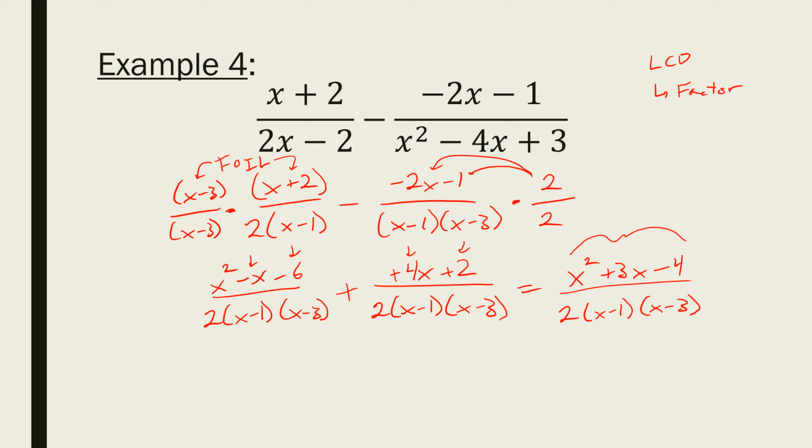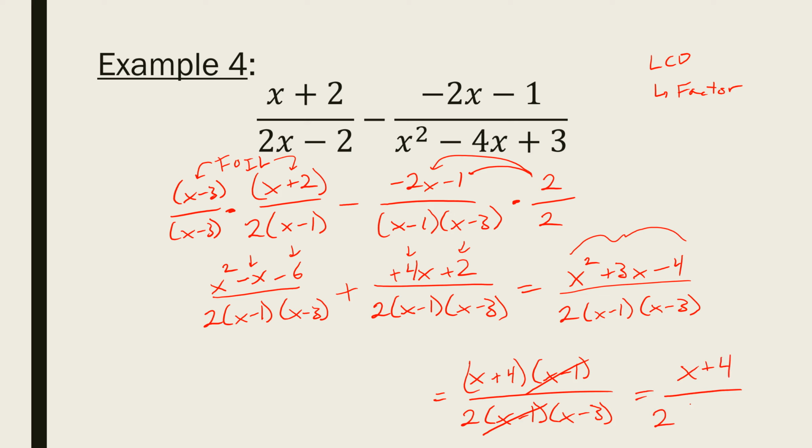So this is a really crazy problem. Let's go ahead and factor the top. I have x plus 4, x minus 1, and look what showed up. There's an x minus 1 on the top and an x minus 1 on the bottom. So kill, kill. That leaves me with x plus 4 over 2 times x minus 3. Whew. Yeah, that problem was insane. This is literally the hardest it gets. I cannot imagine a harder problem. This is as hard as it gets.